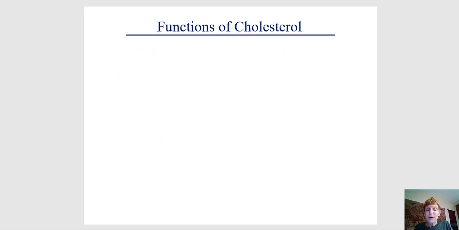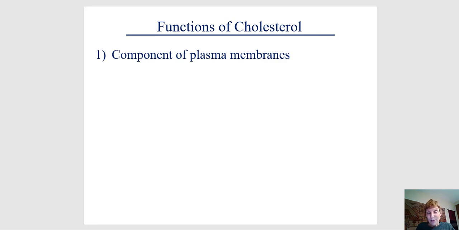So one of the important functions of cholesterol is that it is a component of our plasma membrane. Plasma membranes, as we'll see when we talk about phospholipids, are made of lipids. There are things embedded in the plasma membrane or cell membrane, but it's made of lipids. And one of the components of the plasma membrane in animals is cholesterol. So what is it doing there?